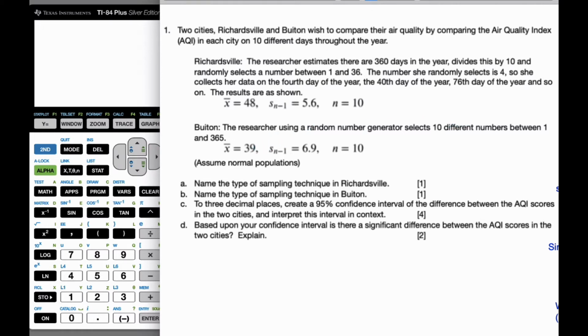So if we want to discuss the sampling techniques, well, the first one, we start with a random number and then take every regular interval of that number in a systematic way. This is called systematic sampling. Whereas in Boynton, there is just purely a random number generator and 10 different numbers, and that is just the most basic kind of sampling, which is a simple random sample.